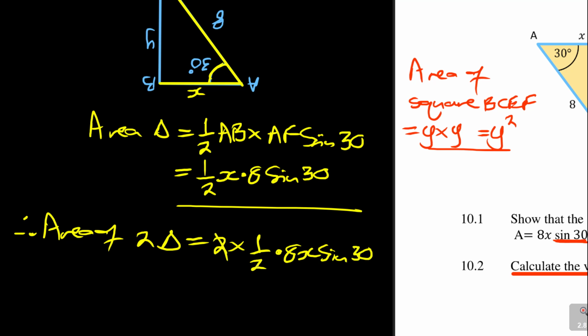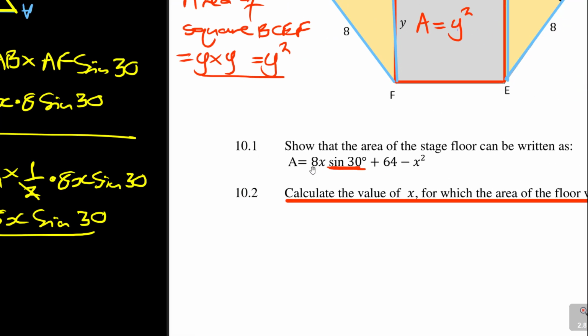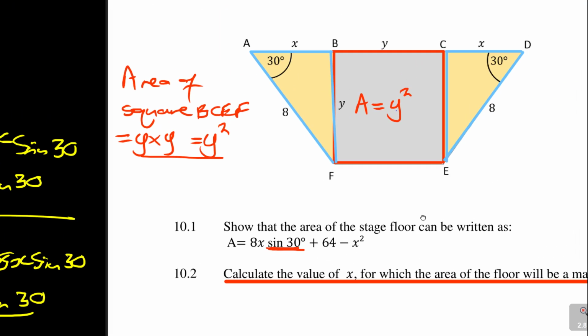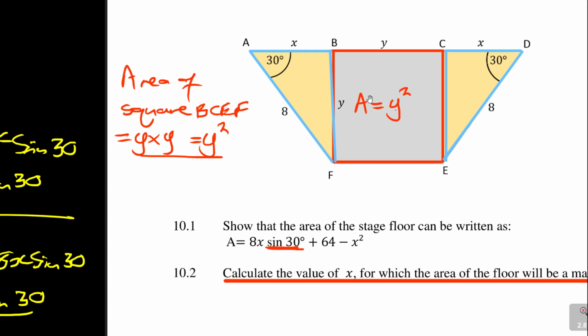Then that's why you can cancel that now. Half times 2, then you've got 8x sin 30. Are you seeing that? Then from there, look what you have. There it is 8x sin 30. But now where is this 64 minus x squared? So now remember, we said the area of the square is y squared, and there is no y here. You see, they didn't write it in terms of y, meaning we can find out y in terms of what? In terms of x.